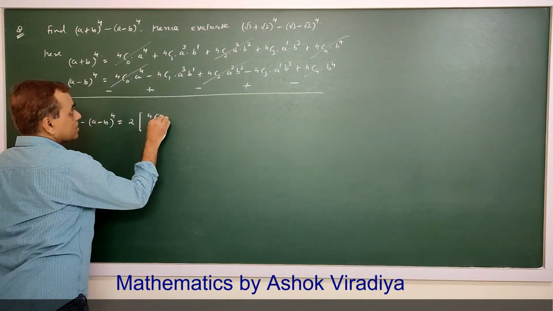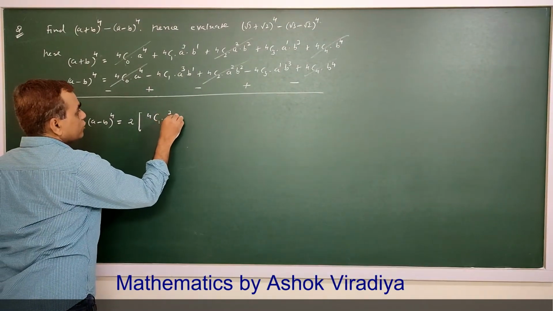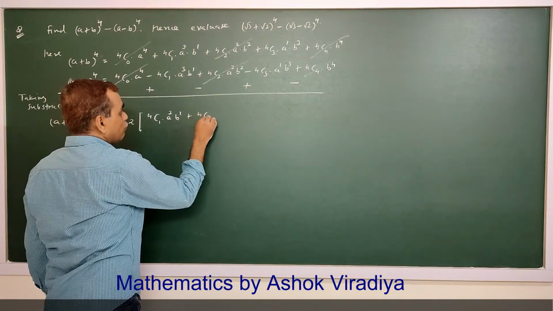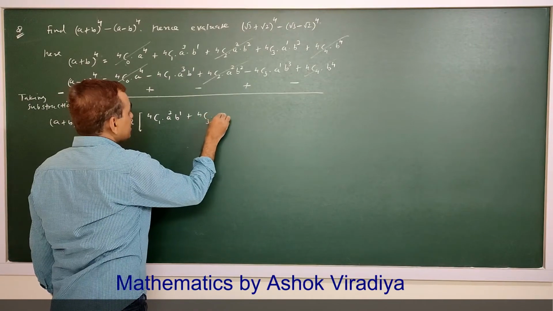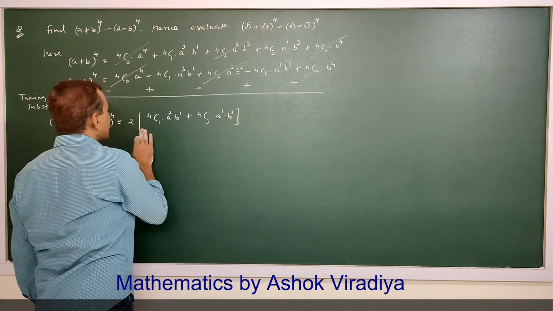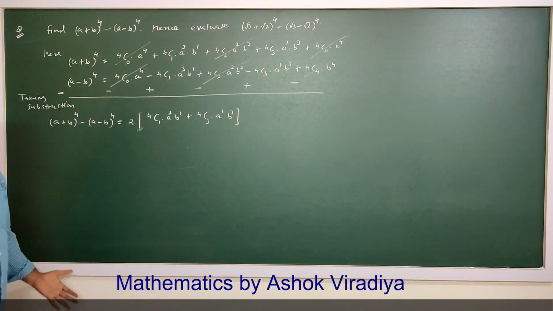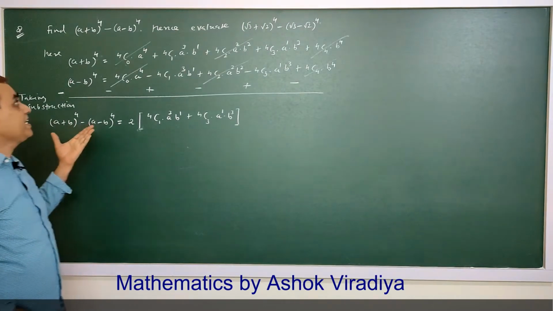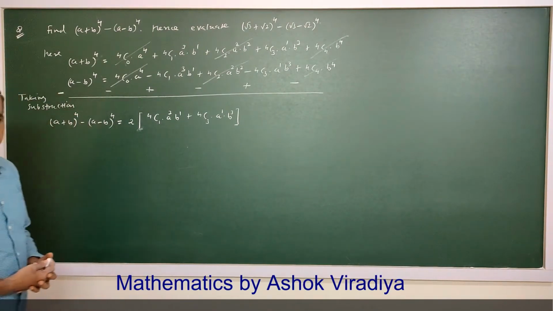So double times 4c1 a cube into b raised to 1 plus 4c3 a raised to 1 into b cube. So these are left, both remain double. So this is the value of (a plus b) raised to 4 minus (a minus b) raised to 4.